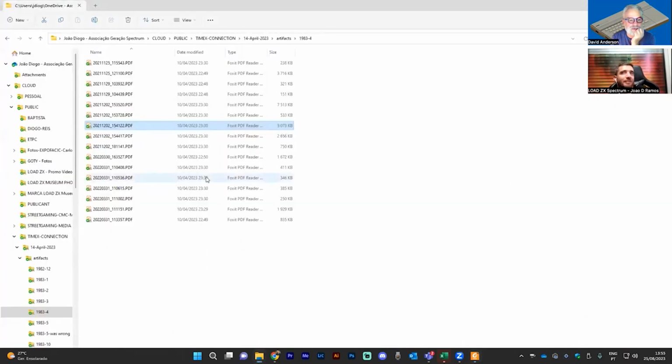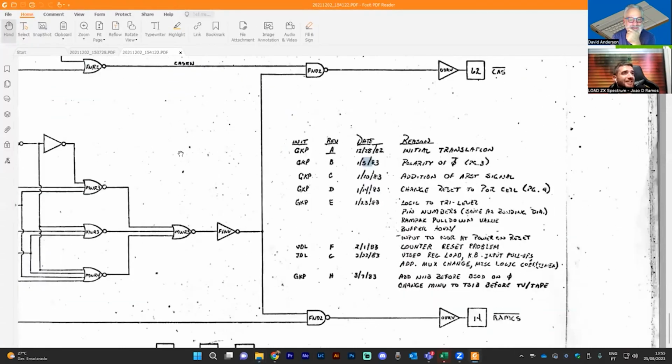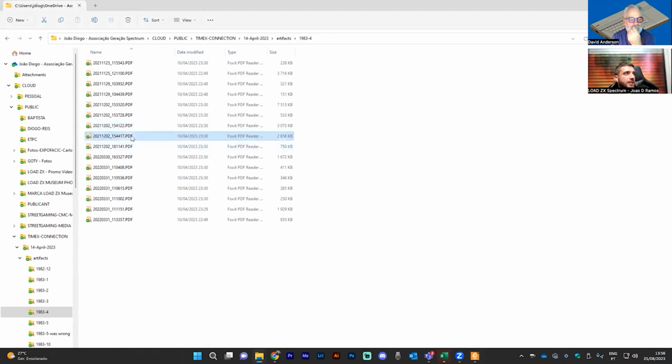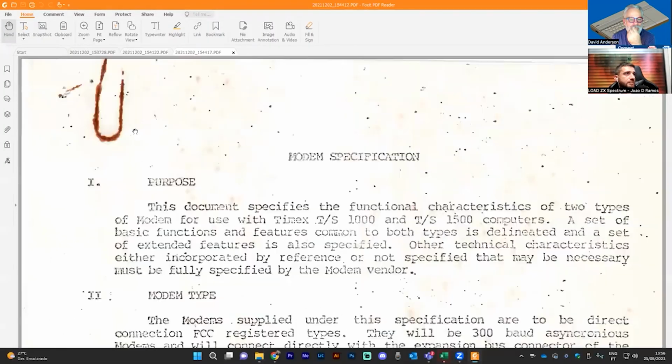Well, yeah, you have access to it, so you can dig in. That's amazing. But this exists for other stuff. I saw diagrams like this, at least for the Portuguese computers. They keep popping up, some logic diagrams like this. Some of this documentation exists. Okay, what's the next one? Modem specification. Oh, hey.